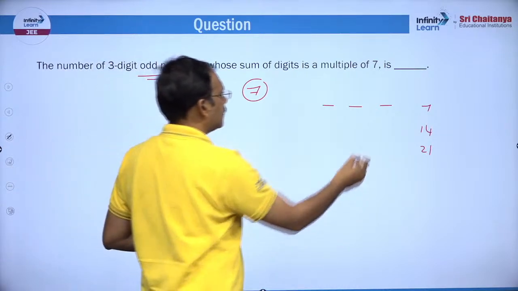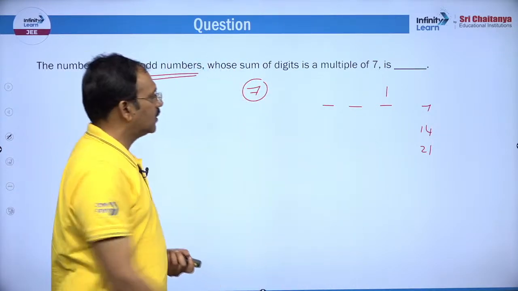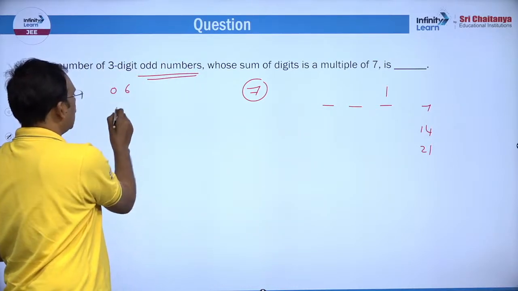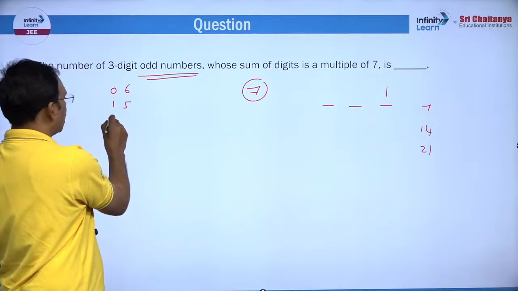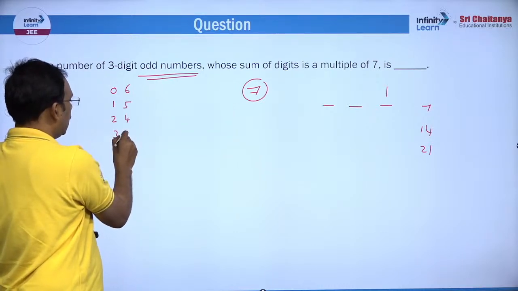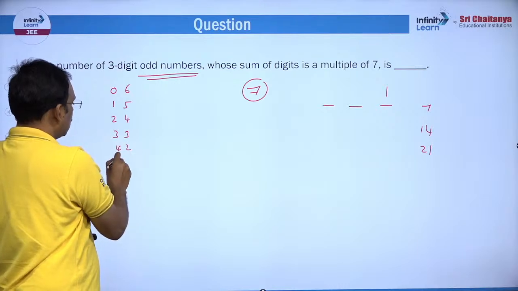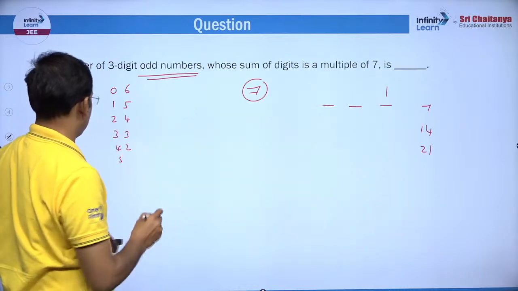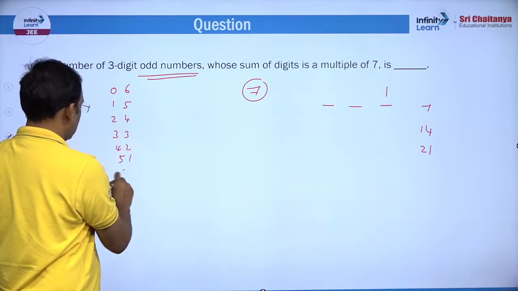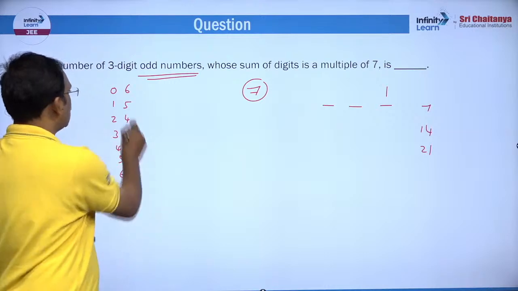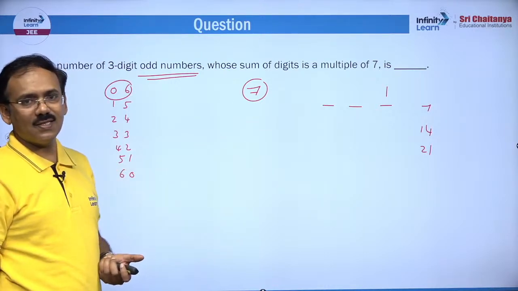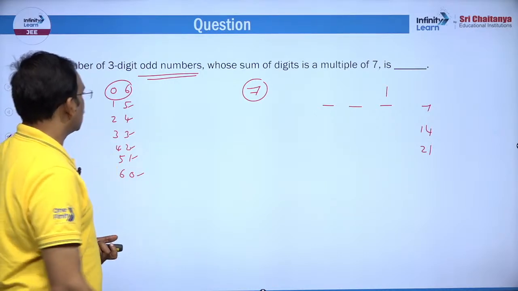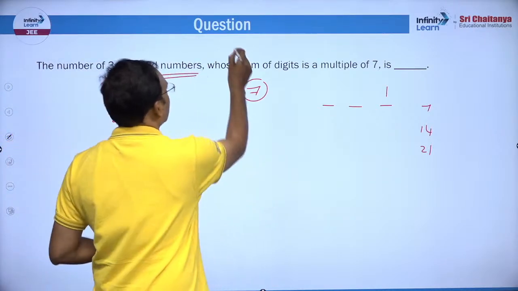So, fix here as 1, if you fix here as 1, the sum of these two must be 6. 6 in the sense you will get like 0, 6, 1, 5, 2, 4, 3, 3, 4, 2, 5, 1, 6, 0. Okay. Of these 0, 6 is not valid because it is not a 3 digit number. So, 1, 2, 3, 4, 5, 6 you got, right. So, you will get 6 such numbers first of all.